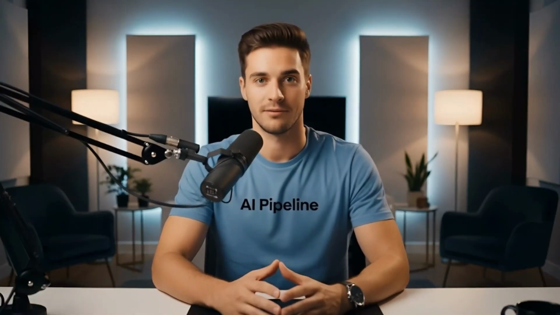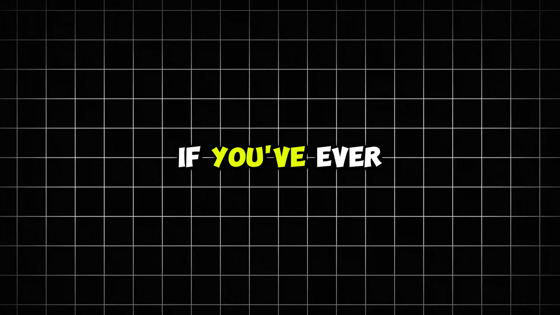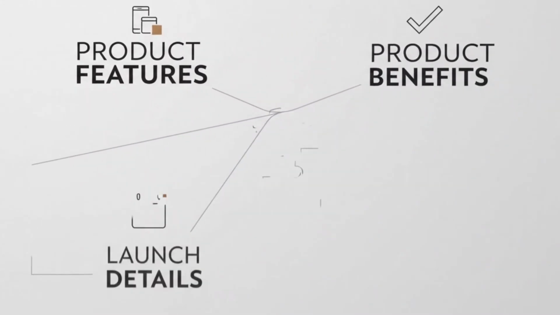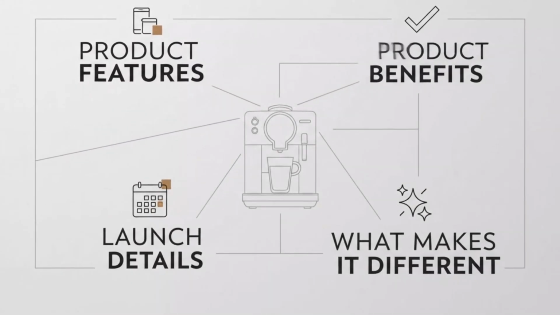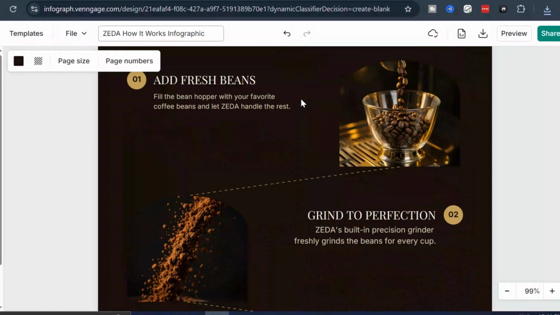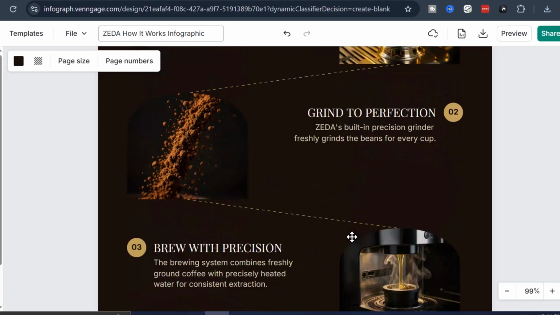I decided to let AI create a product launch infographic for my coffee machine, Zeda, and honestly, I wanted to see how far I could take it. If you've ever launched a product, you know you need a clear way to communicate the product's features, benefits, launch details, and what makes it different. But turning all of that information into a professional infographic can take hours, especially if you're not a designer.